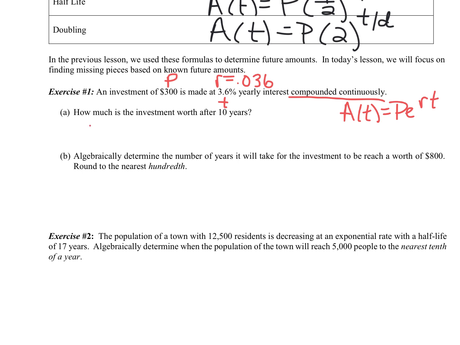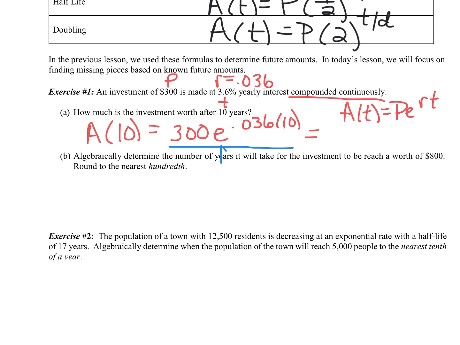We're plugging in a 10 for time. This is not necessary to write, but I'm going to write A of 10 since I'm plugging in 10, equals 300 E to the 0.036, plugging that in for R, and then time is 10. In this problem, similar to what we've been doing for the past few days, everything on this side, including E, because we know E has a value, is numbers. So we can just type that directly in our calculator. It doesn't say what to round to, but I'm going to round to the nearest dollar. That would give us $430.